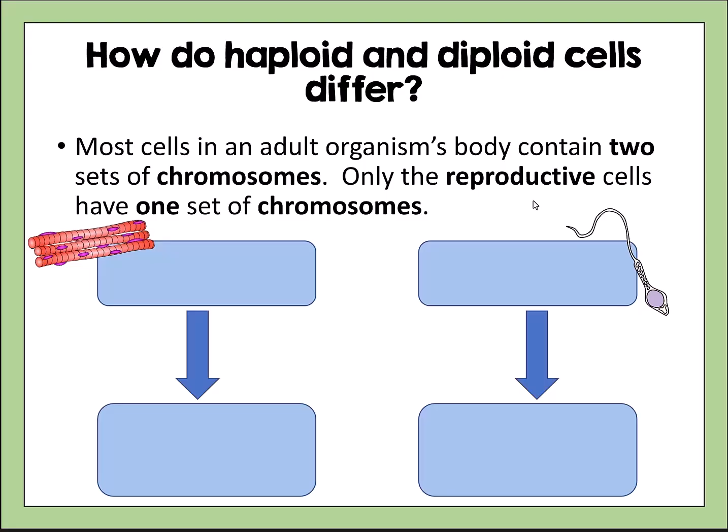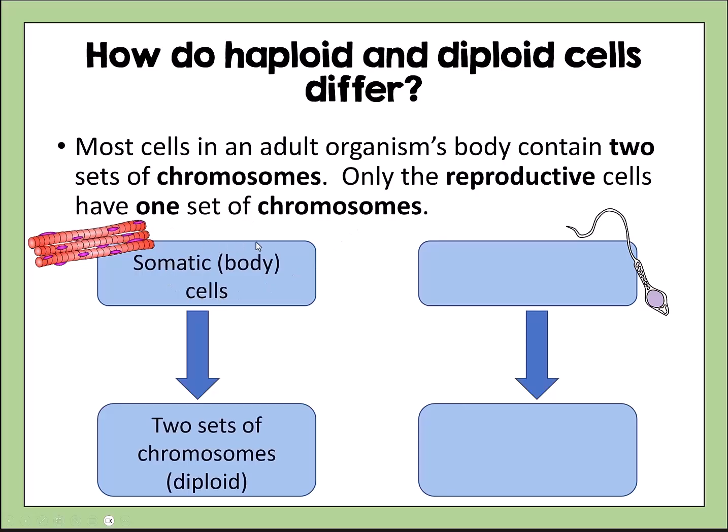Only the reproductive cells have only one set of chromosomes. So this is a picture of a muscle cell here. In all of your muscle cells, and all of your eye cells, and all of your stomach cells, and all of your skin cells, you have two sets of chromosomes, and they're all the same. And those are called somatic or body cells, and we call the cells that contain those two sets of chromosomes diploid cells, di meaning two.